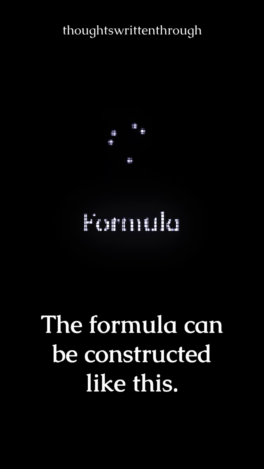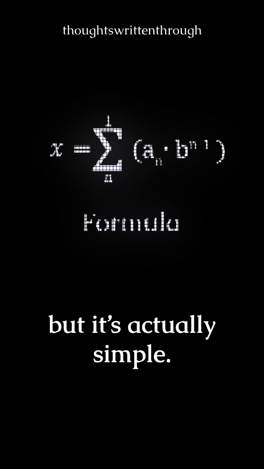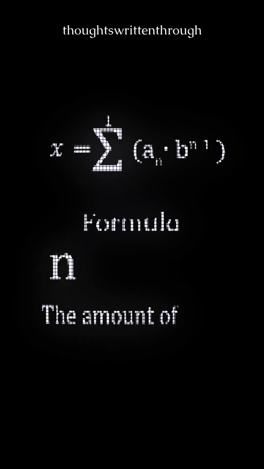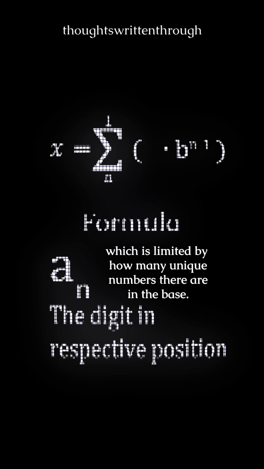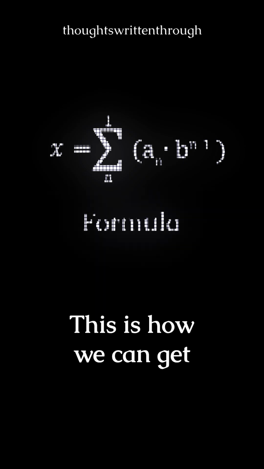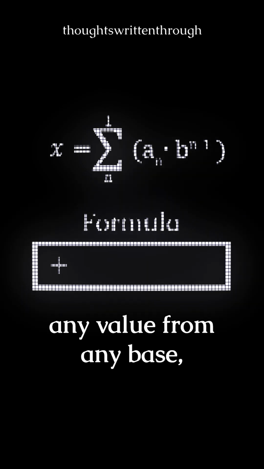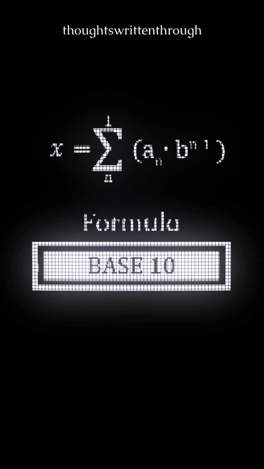The formula can be constructed like this. I know this looks scary, but it's actually simple. N is the amount of digits, B is the base, and A sub n is the digit in their respective position, which is limited by how many unique numbers there are in the base. This is how we can get any value from any base, and the yield is in the way we usually count, which is base 10.